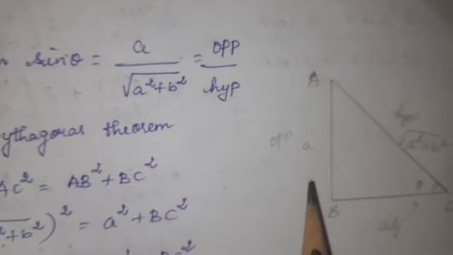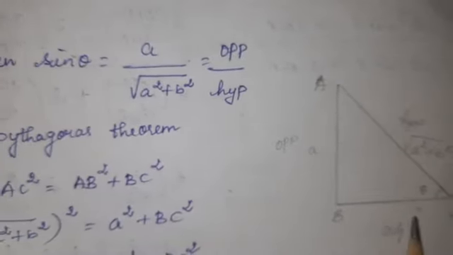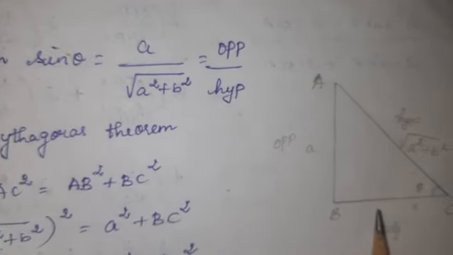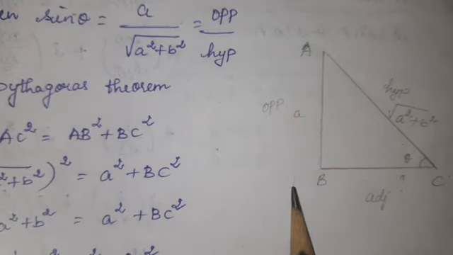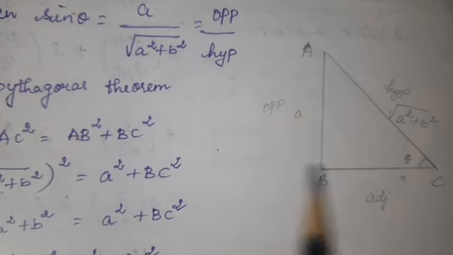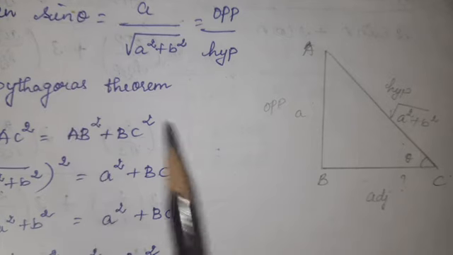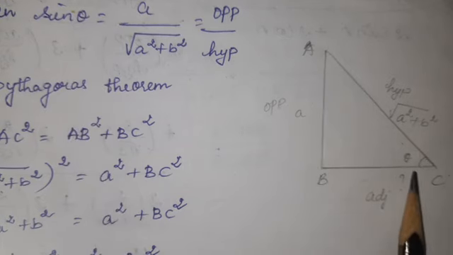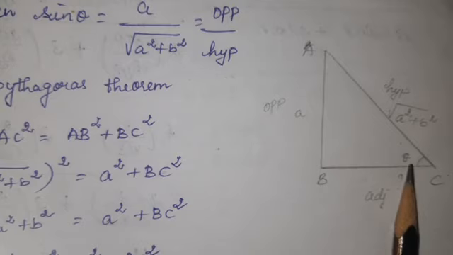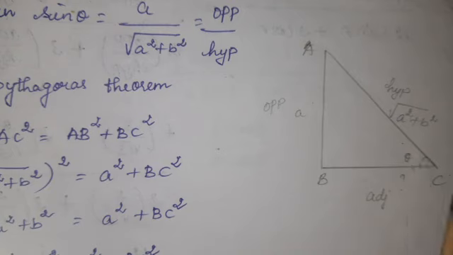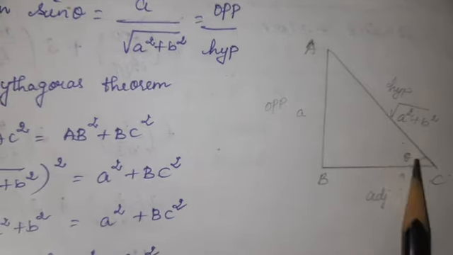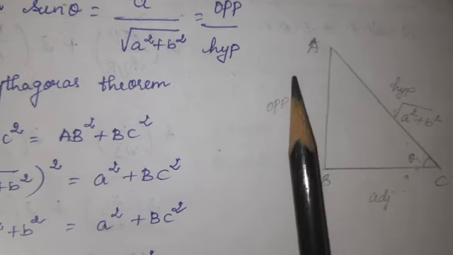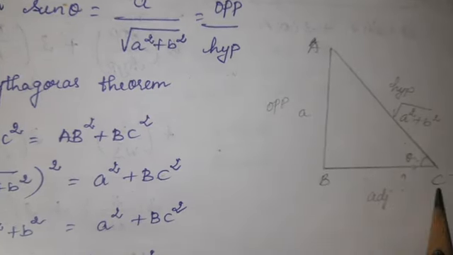For that we should draw a right angle triangle in rough column. Give the names A, B, C. In this question they gave us the angle as theta. So at A place or C place we can form an angle. Here I formed the angle at C place. Then you should find the hypotenuse. Hypotenuse is AC. Opposite is AB. Adjacent is BC.